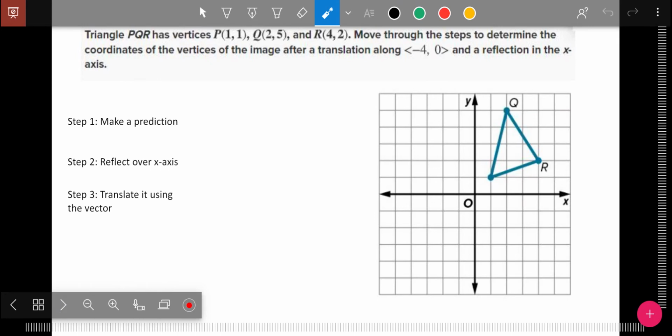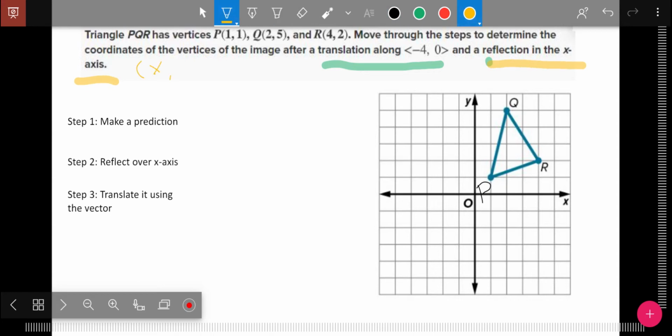These problems all have multiple things going on. This one has P, Q, and R as the vertices of the triangle, and we want to move them through the steps to determine the new coordinates of the vertices. They want us to do two things: a translation along the vector -4, 0, and a reflection in the x-axis.